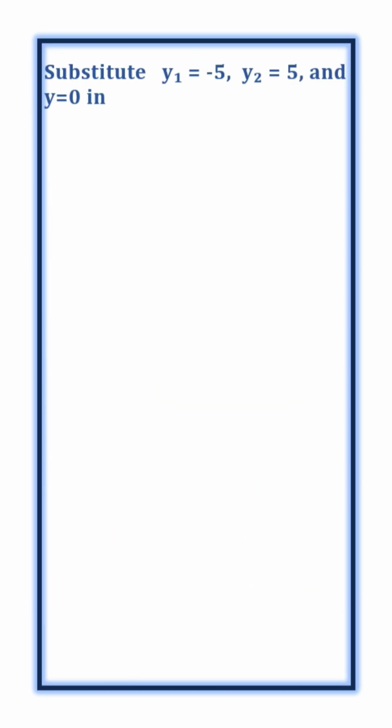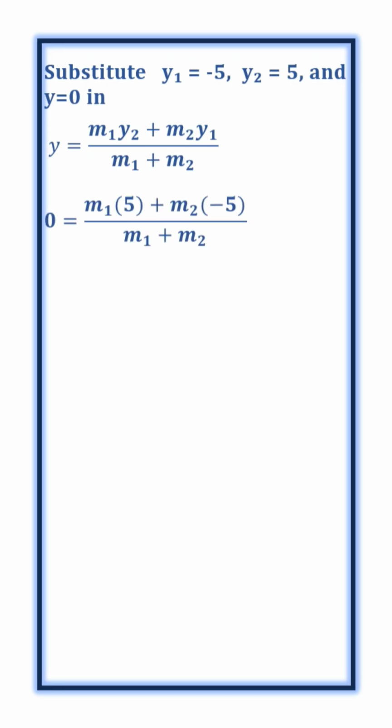Now substitute y1 is equal to negative of 5, y2 is equal to 5 and y is equal to 0 in y is equal to (m1 y2 plus m2 y1) upon (m1 plus m2). Y is equal to 0. Substitute it. y2 is equal to 5, y1 is equal to negative of 5. You have to find the ratio. Since y is equal to 0, we have taken this one.